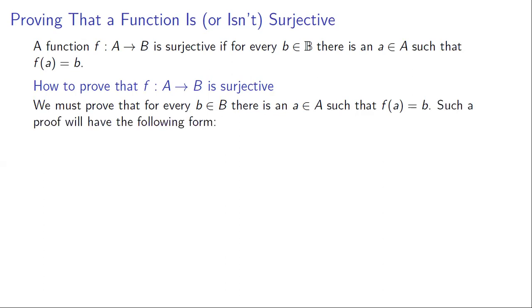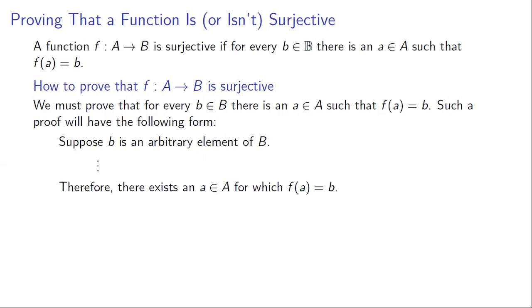Such a proof will have the following form. It will start by saying, suppose little b is an arbitrary element of the set B, meaning b is in the codomain. Then we'll do a bunch of steps, and we'll end off by saying, therefore, there exists a little a in A for which f of a is equal to b. Right, so we'll find an element in the domain, which we'll call little a, for which f of little a is equal to b.